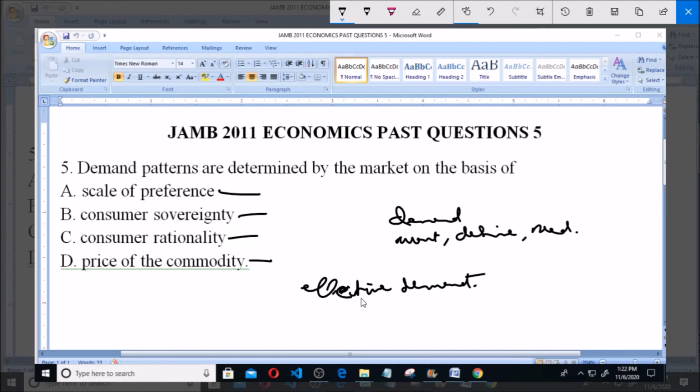So effective demand is defined as the desire backed up by the ability and willingness to pay for specific quantities of a good at alternative prices and within a period of time. So from this statement, option B is the right answer on consumer sovereignty.